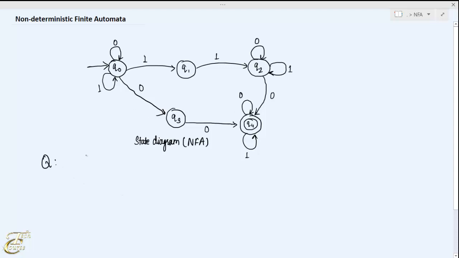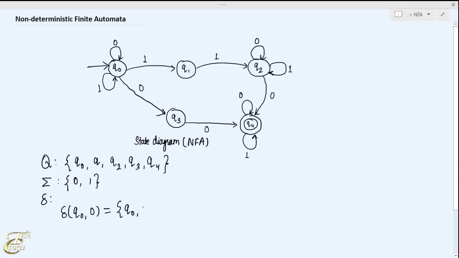As Q denotes the set of states, therefore Q equals Q0, Q1, Q2, Q3 and Q4. Another component is sigma, which equals the input symbols, therefore 0, 1. And the third component, delta, is given as delta of Q0, 0 equals Q0 itself, and another option is Q3. Similarly, delta of Q0, 1 equals Q0, and another option is Q1.